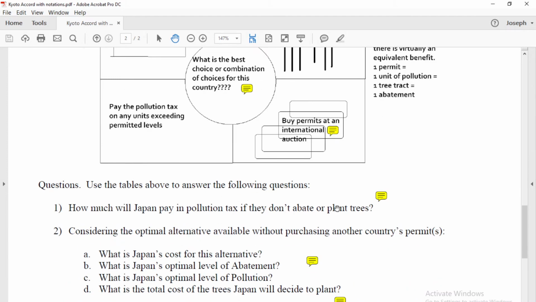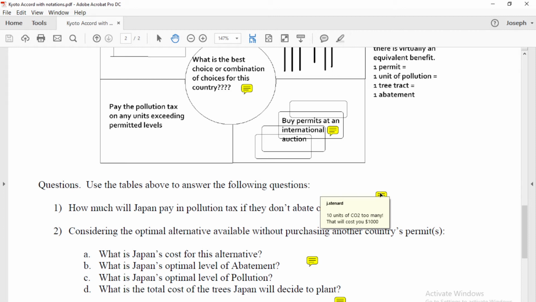Using the tables above to answer the following questions, how much will Japan pay in pollution tax if they don't abate or plant trees? Now you can follow along in your own sheet, but I've figured out the answer here. 10 units of CO2 is too many, and that will cost you $1,000.